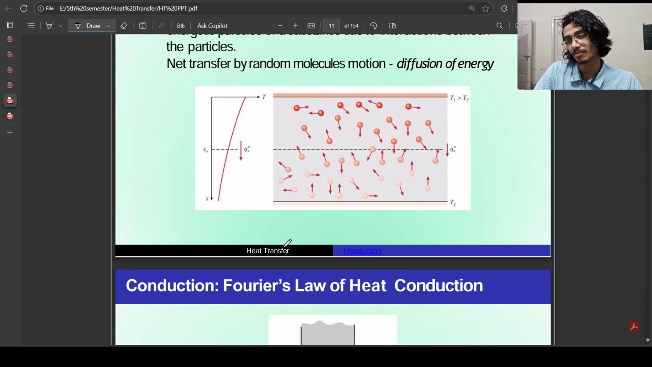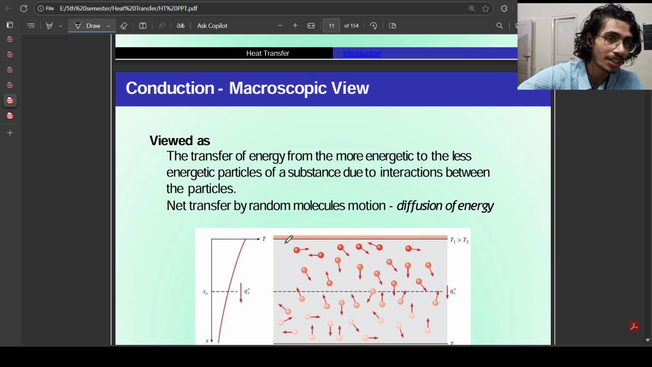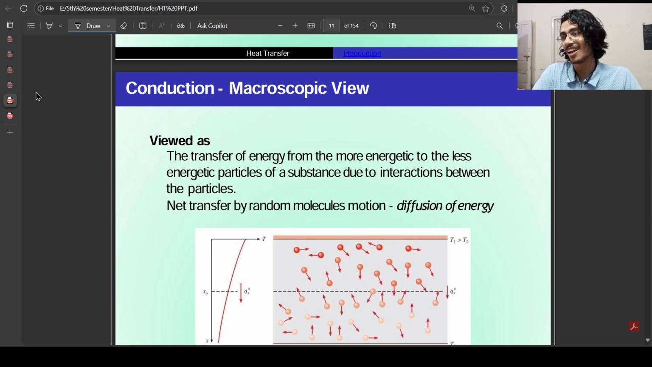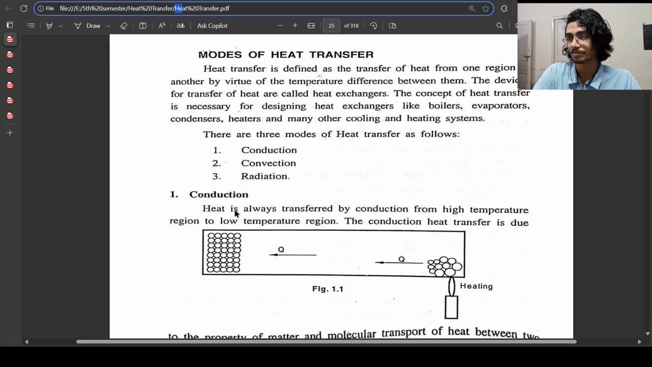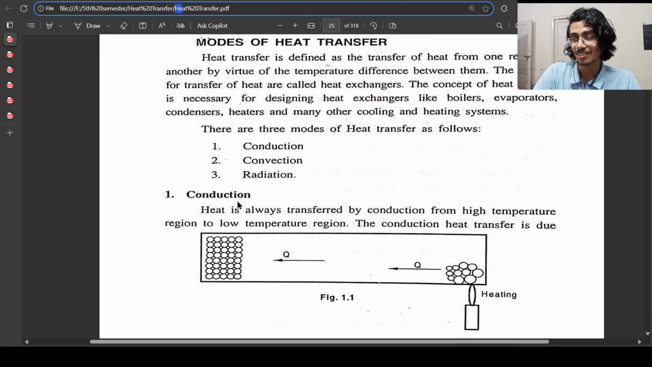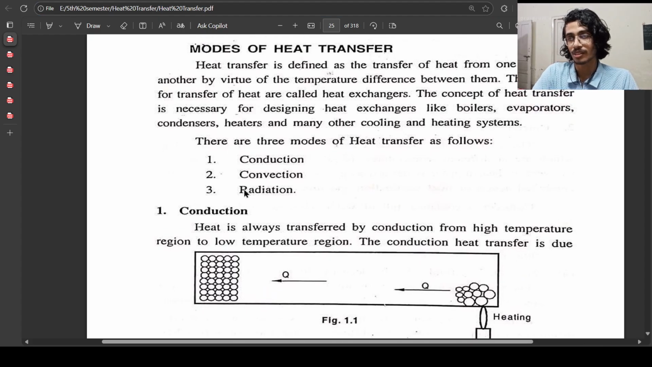So now we will study the conduction mode of heat transfer in a more brief manner. You can see this is the mode of heat transfer, conduction. So there are different modes. I have already talked about conduction, convection, and radiation.